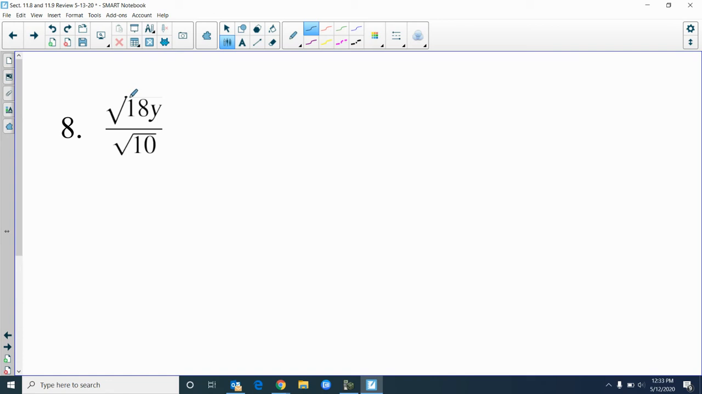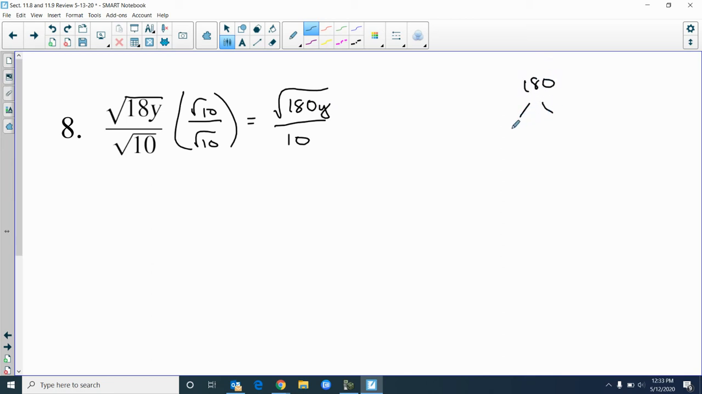All right, that looks a little light, but that's a square root of 18y over the square root of 10. I'm going to do this 2 different ways. So I can go ahead and just start and multiply by square root of 10 over square root of 10. And that gives me 10 in the denominator. 18 times 10 is 180. And then don't forget about that y.